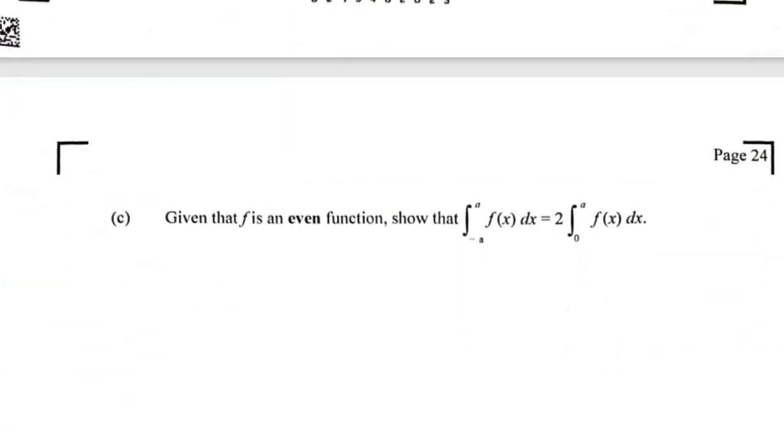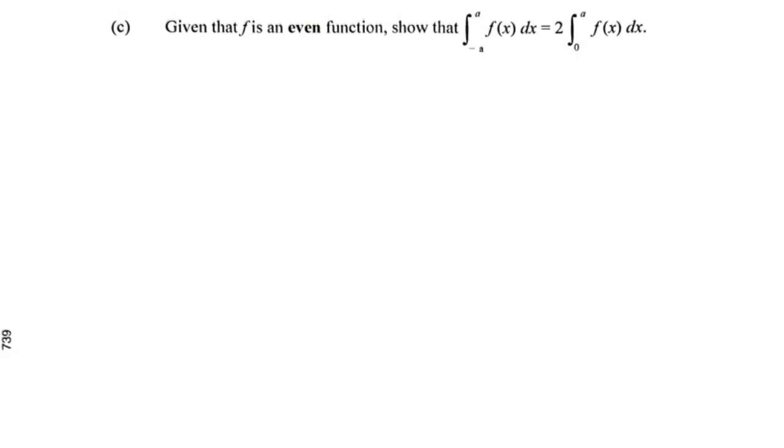Part C. Given that f is an even function, show that the integral of f of x between negative a and positive a is equal to 2 times the integral of f of x between 0 and a. So let me do a little sketch here. We're told that f is even, so f is symmetric. If f is even, f is symmetric about the y-axis.